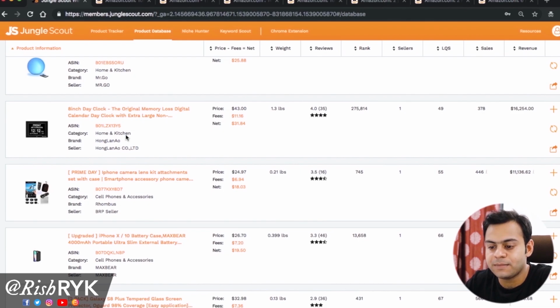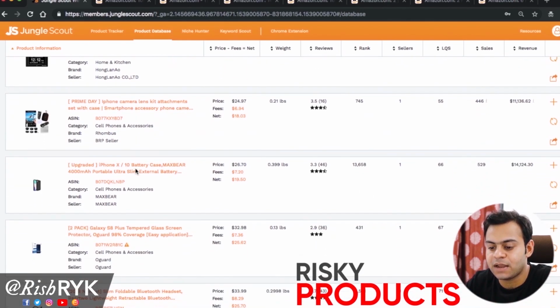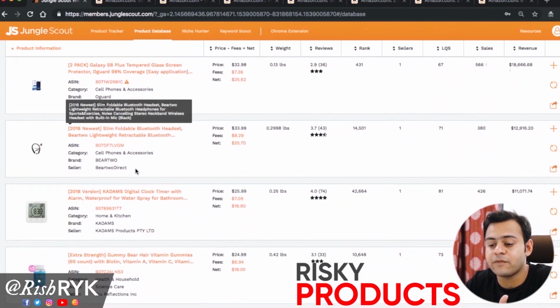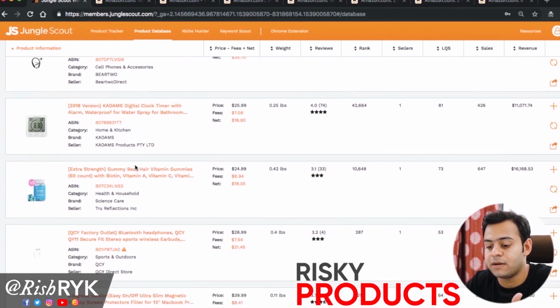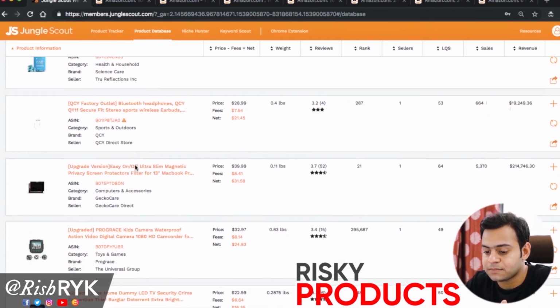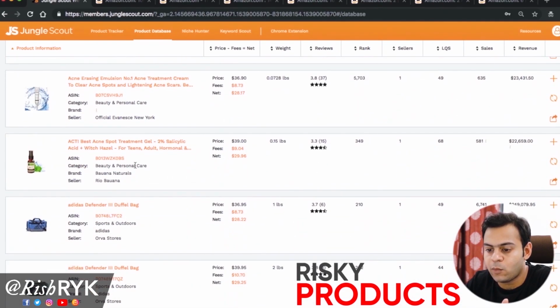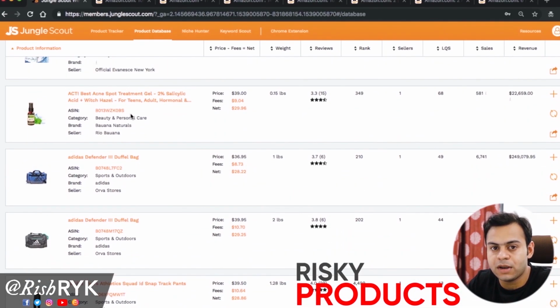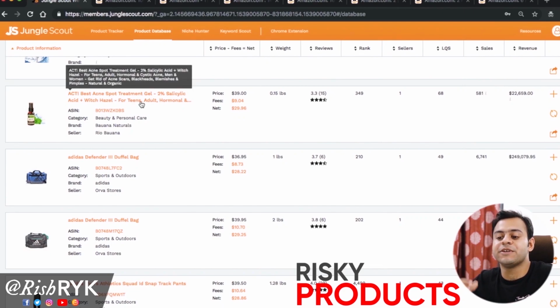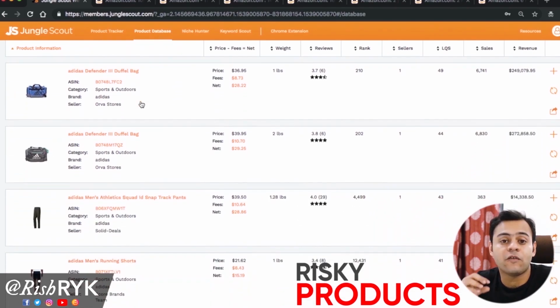So I'm just going to avoid products which have a lot of risk involved, even though they might have great numbers and great returns. All right, and let's move on. I'm going to again avoid this because it's an applicant on body, on skin, so it might require special permissions and special certificates. Right, I'm going to avoid anything that's branded.